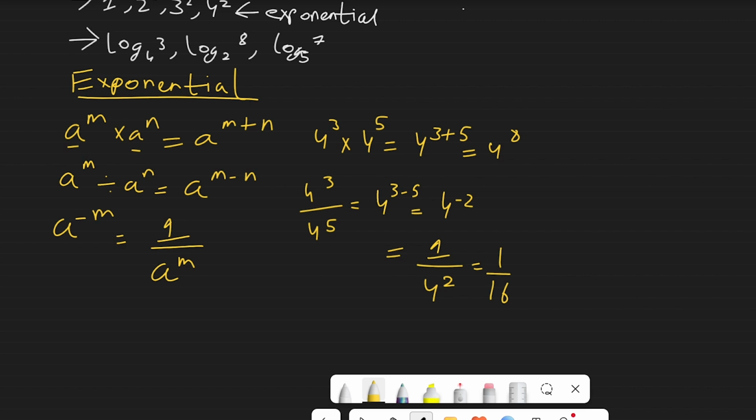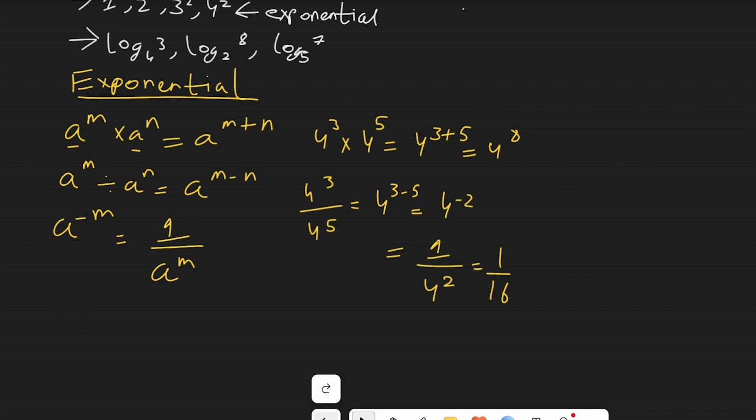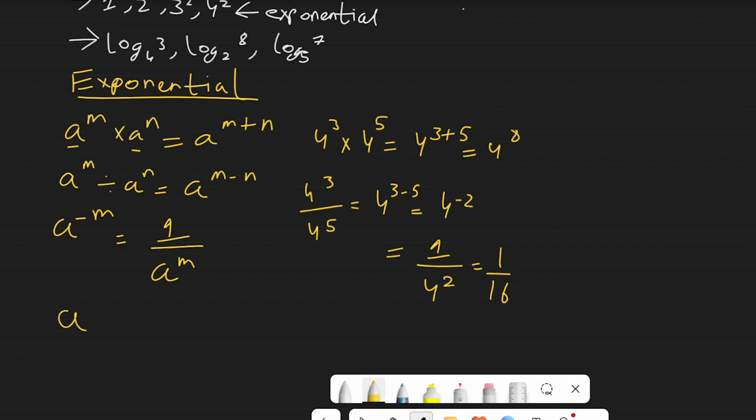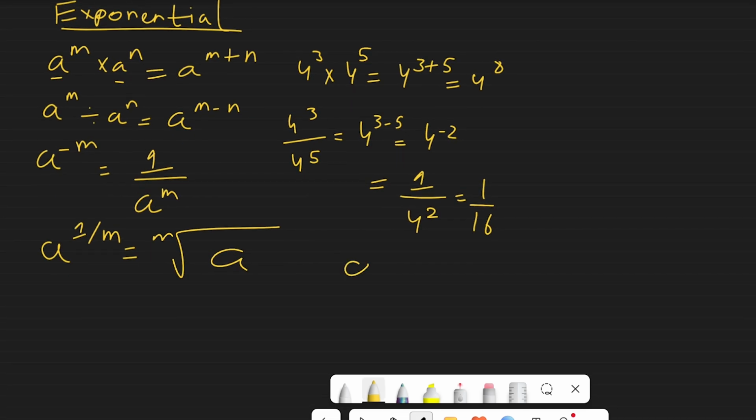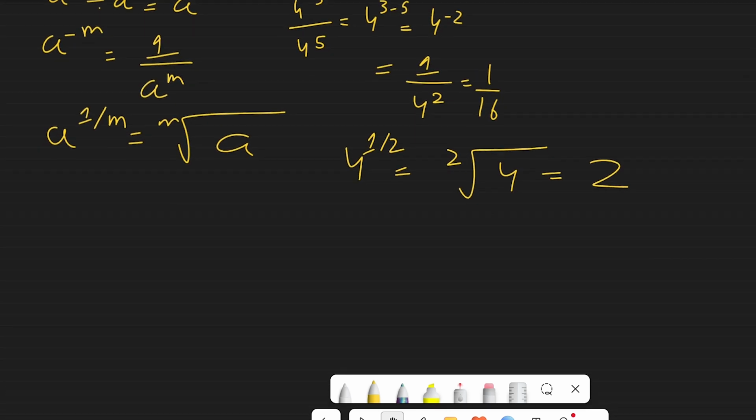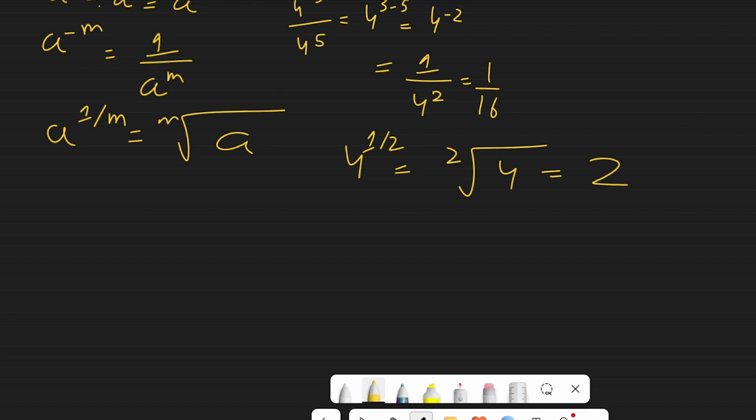Another I just remembered is something like a power 1 over m is equal to the mth root of a. Okay, for example, if we have a number like 4 power 1 over 2, it's going to be represented as the square root of 4. Okay, and square root of 4 is 2. So basically it means that we have to write this under the root symbol, and the denominator, the m, would be the power of this.